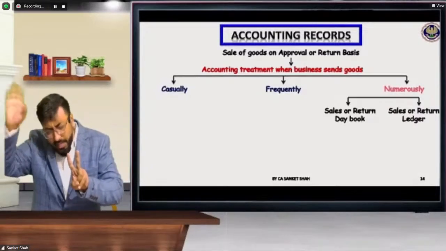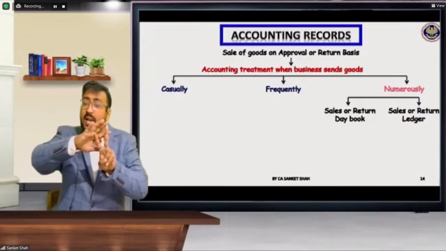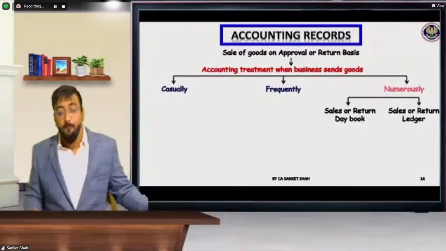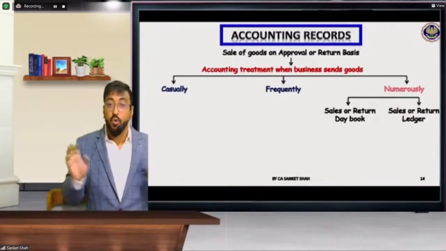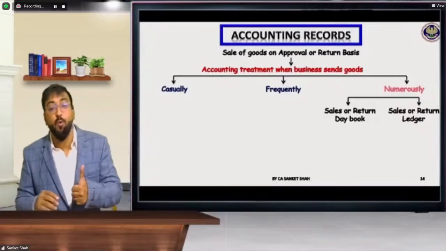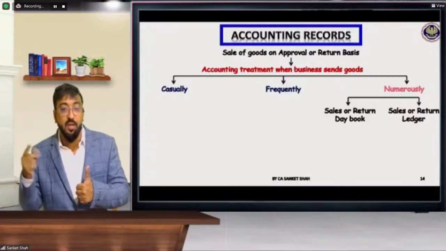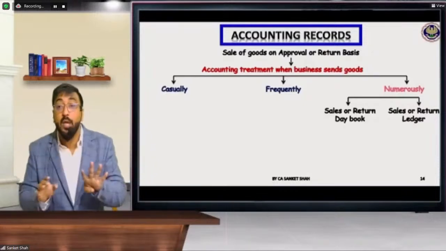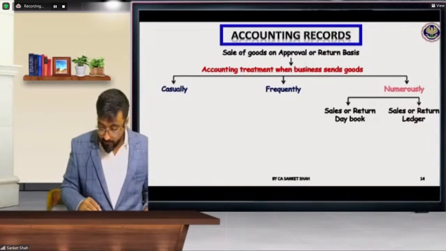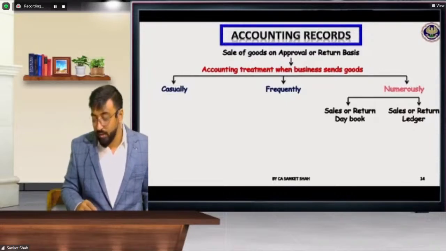Sir told us some day book has to be maintained, and second, a ledger has to be maintained. We have to understand this concept afterwards, but first you have to understand when to follow the casual approach: when there are few transactions. Frequently, 4 columns. And numerously, day book and ledger.